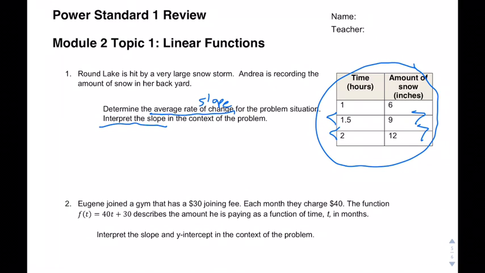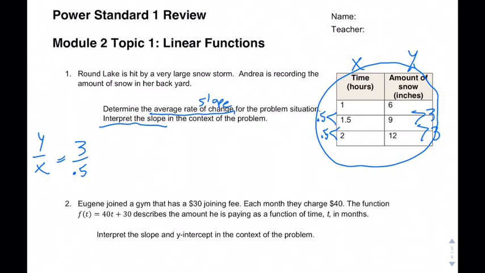So this first one is, what is 1.5 minus 1? That is a difference of 0.5. Or in other words, we're increasing by 0.5. Now over here it's a little more obvious. 9 minus 6 is 3, or we can say we're increasing by 3. So the slope is always rise over run, or the change in y over the change in x. So my slope in this case, rise over run, is 3 over 0.5.